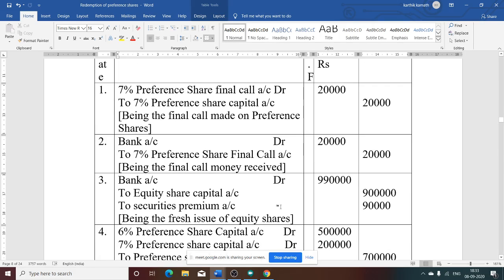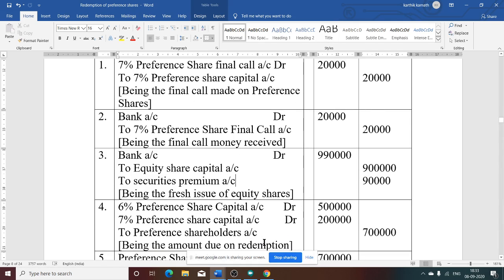Now, the fourth entry is payment of capital and premium to different shareholders. Here there is no premium because it is at par, but there are two categories of preference share. Directly from the question, 6% preference share capital 5 lakh, and 7% preference share capital. Now we have converted partly paid shares into fully paid shares, so it is fully paid. The second category of preference share capital is 2 lakh, due to the preference shareholder. This capital is now given to the preference shareholder, and the company takes back their shares because they are redeemable shares. So the narration will be: being the amount due on redemption, 7 lakh.